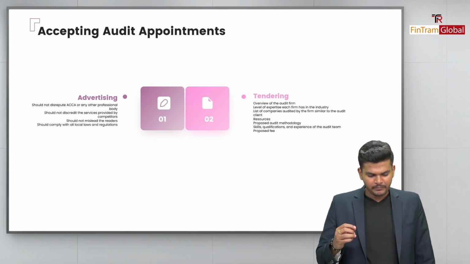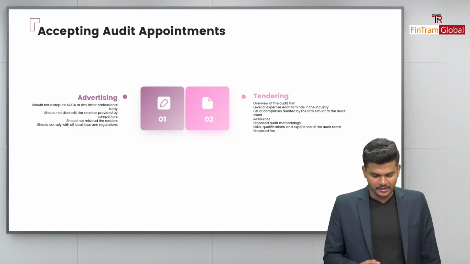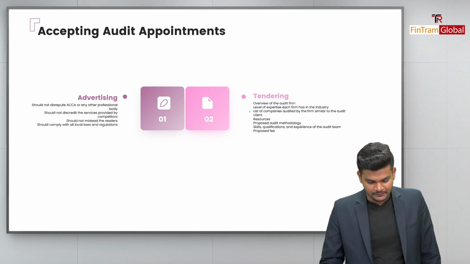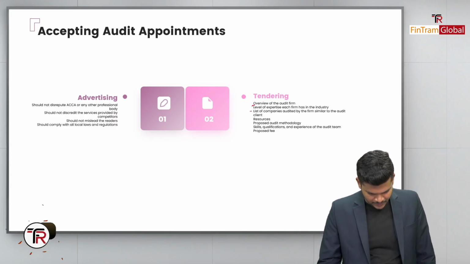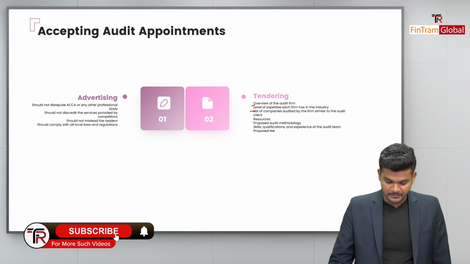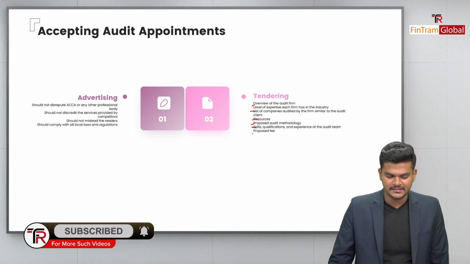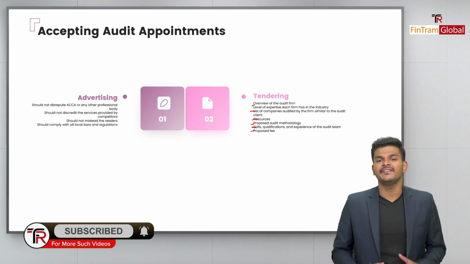So, when it comes to tendering, the contents of the tendering document are mentioned over here. We have the overview of the audit firm, and then the level of expertise that each of the firms have, right? And then we have the list of companies audited by the firm, similar to the audit client, right? The resources that they have, proposed audit methodology, skill qualification, proposed fee, etc. Okay, folks. So these are all the content of the tendering document.